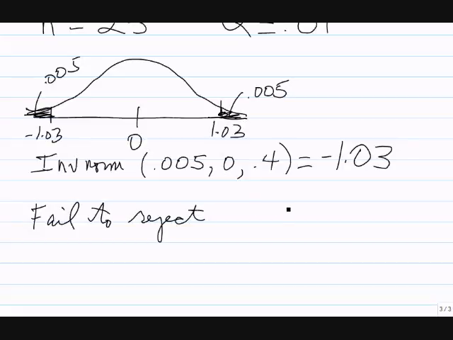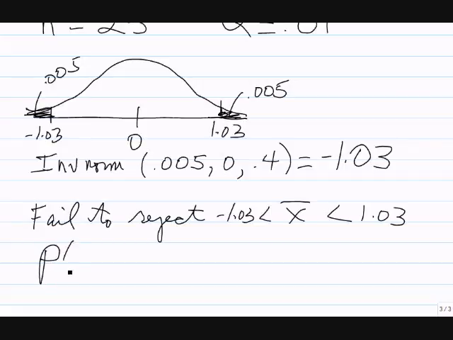Shouldn't your 0.4 be a different number? No, my standard deviation is going to stay the same, and my sample size has stayed the same. So the negative 1.03 is X bar? It's my critical X bar. So if I'm less than negative 1.03, I reject the null hypothesis. If I'm greater than 1.03, I reject the null hypothesis. I fail to reject if I'm in the rest of that space.